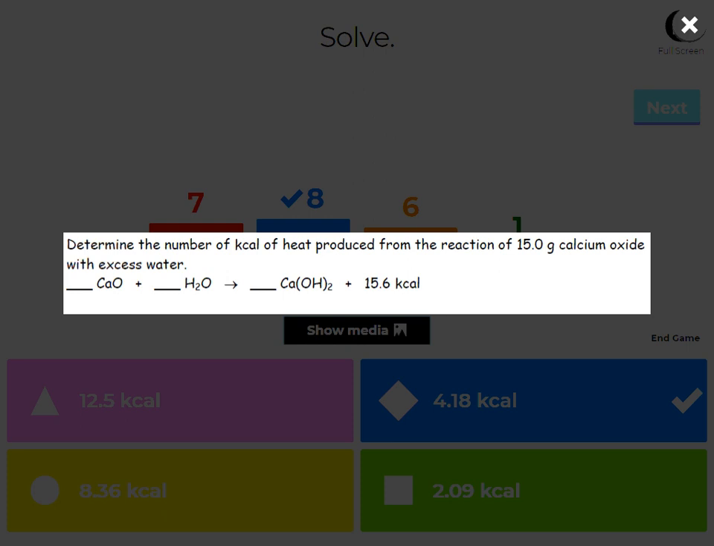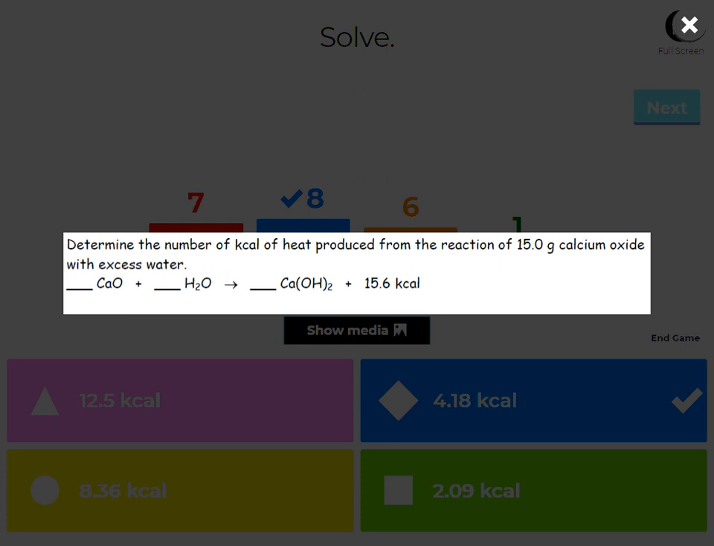15 what? Grams. Calcium oxide, CaO. Okay, so I can't do grams because all of these are what? Moles, and this is balanced 1 to 1 to 1 to 1. Did you guys see that at least? Okay, this is a balanced chemical equation. It's basically saying 15.6 kilojoules of energy is released when 1 mole of calcium oxide is reacted. So 1 mole of this equals this amount of energy. We just made up an energy-mole relationship.